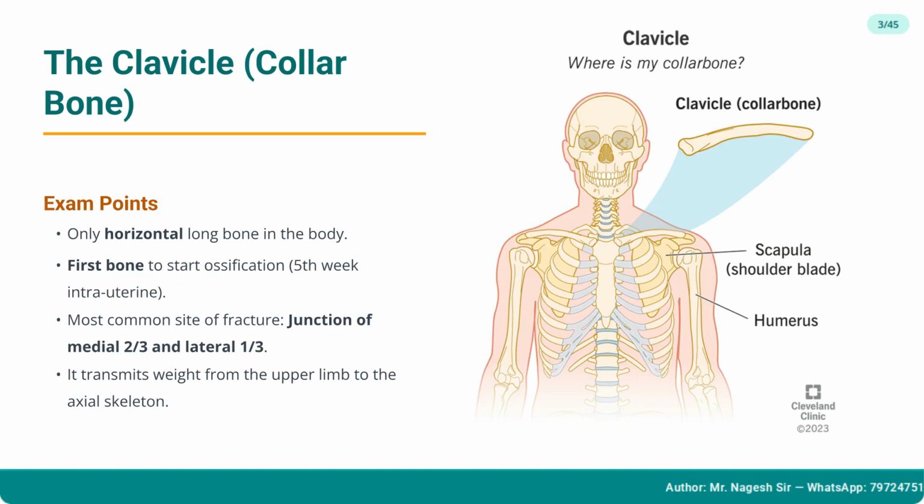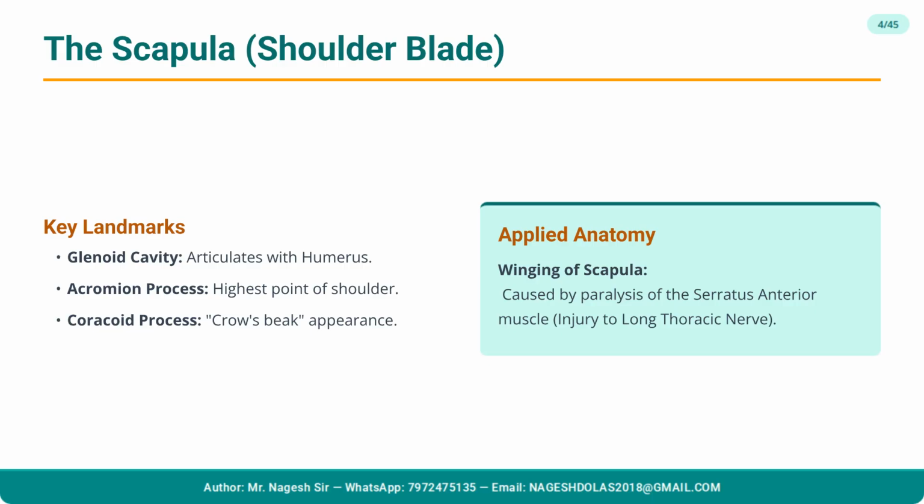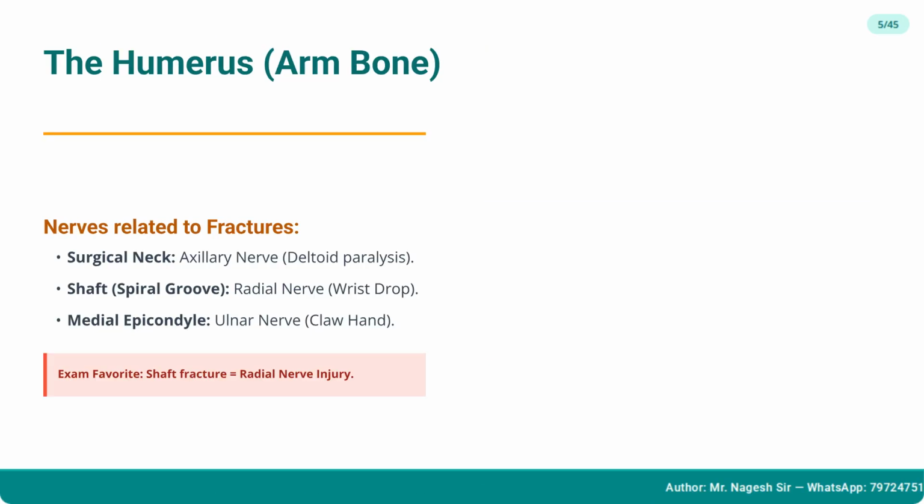Starting with osteology, the clavicle is the only horizontal long bone. It is the first bone to start ossification. The most common site of fracture is the junction of the medial 2/3 and lateral 1/3. The scapula features key landmarks like the glenoid cavity and the acromion process. Clinically, injury to the long thoracic nerve can cause winging of the scapula due to paralysis of the serratus anterior muscle. The humerus has several nerve relationships.